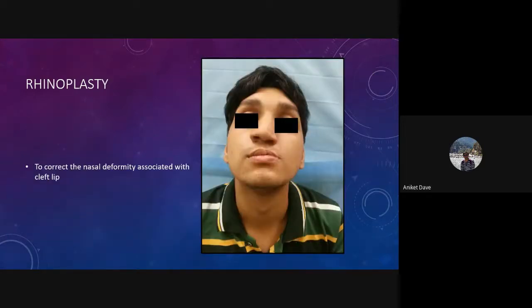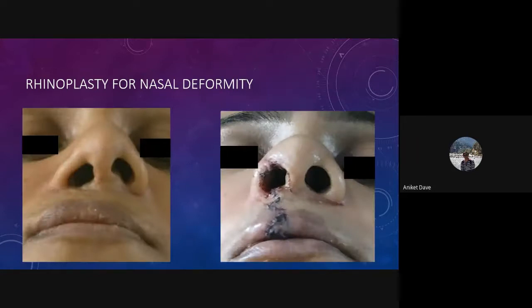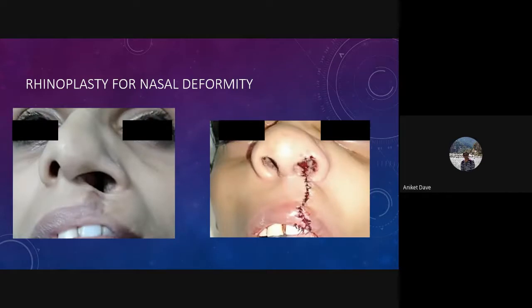Lastly, once they reach the age of 18 years and the skeletal maturity has been achieved, a rhinoplasty is often required to correct the nasal deformity. I showed you one example earlier. These are a few more examples. As you can see, the collapsed ala on the right side has been realigned into a more anatomical location to give a much more aesthetically appealing nose. The lip repair has also been revised simultaneously, which is often routine. Another patient where the rhinoplasty has been performed to correct the nasal deformity.